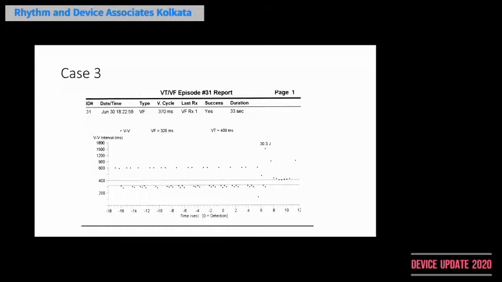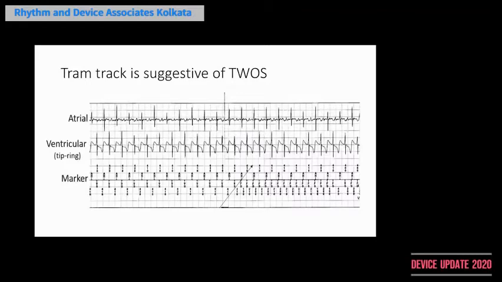Anyone wants to try? T-wave oversensing. Okay, why do you think so? There you have two lines in the ventricle channel, one for the T wave and one for the R wave. Correct. This is railroad. Yes. So one interval will be larger, another interval will be shorter. Alternatingly, the intervals will change based on the T-wave sensing. So here it is an example of T-wave oversensing.